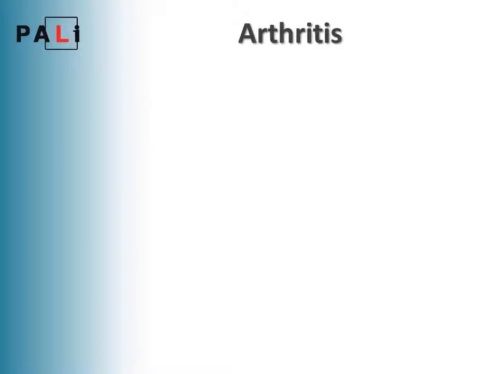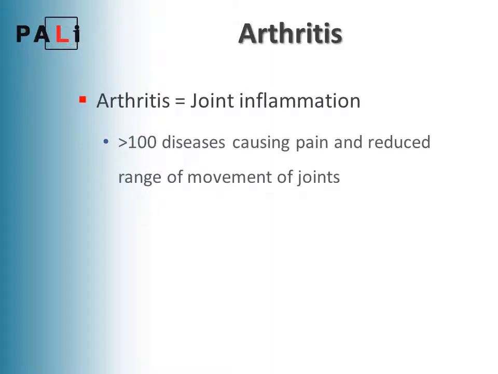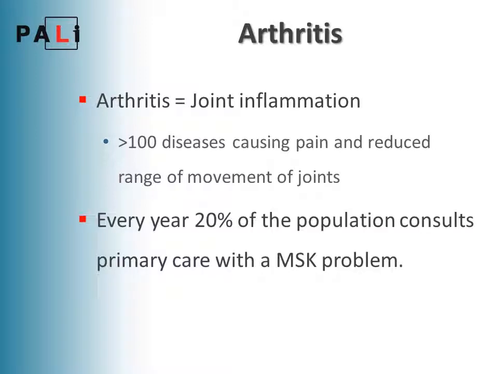Arthritis is quite simply joint inflammation. There's numerous diseases that have been recognised to cause joint pain and reduce range of movement of joints, and every year around a fifth of the population consults their GP or primary care services with a musculoskeletal problem. So it's a large amount of work for the primary care sector, and it's an important thing to know about.